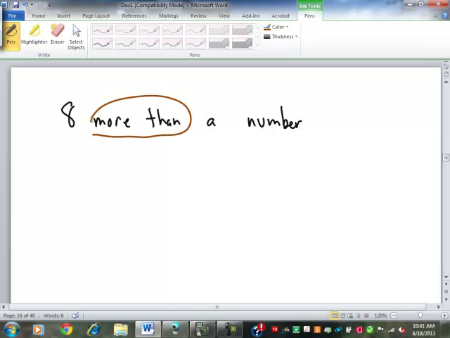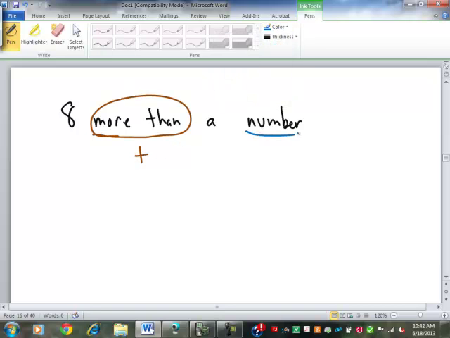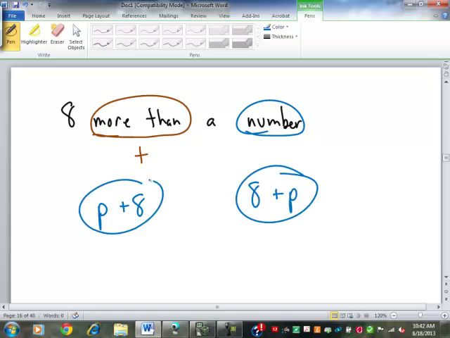More than usually indicates addition. So you can pick a variable to represent a number. Usually we go with x or n or y, but you can use any letter you want as that variable. I'm going to go p plus 8 or 8 plus p. With addition, it doesn't matter what order we put them in because addition is what we call commutative.